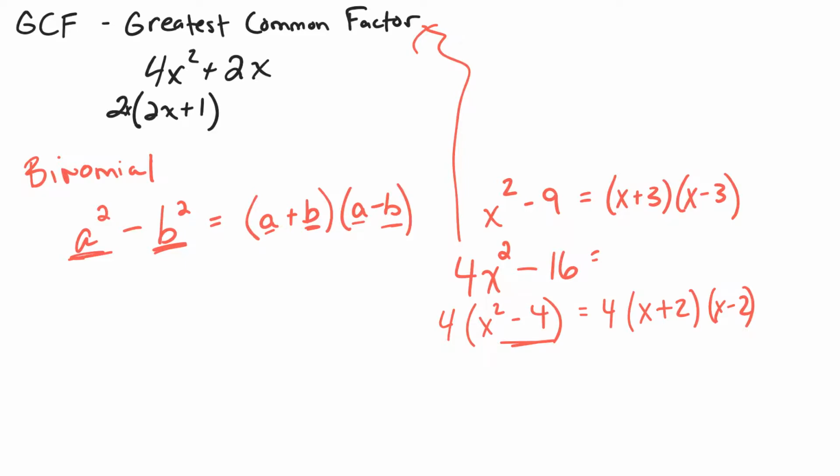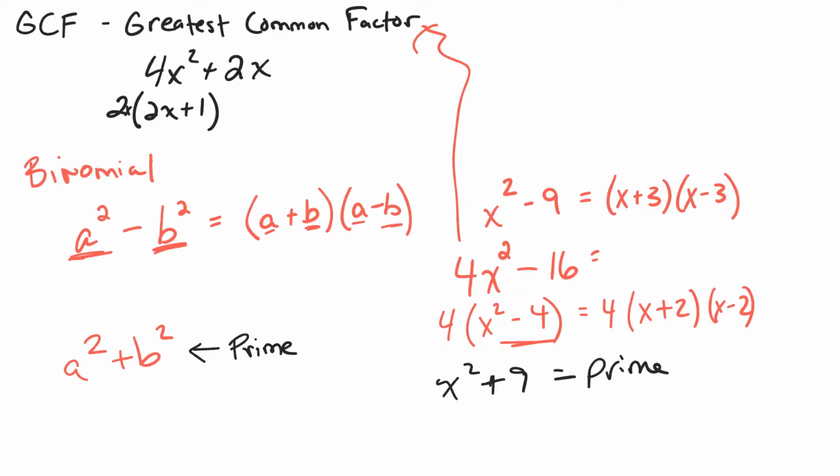Another option would be a sum of squares. And of course we know that those are prime, right? Sums of squares don't factor. So if you end up with something like x squared plus 9, that's going to be prime, and so forth and so on.